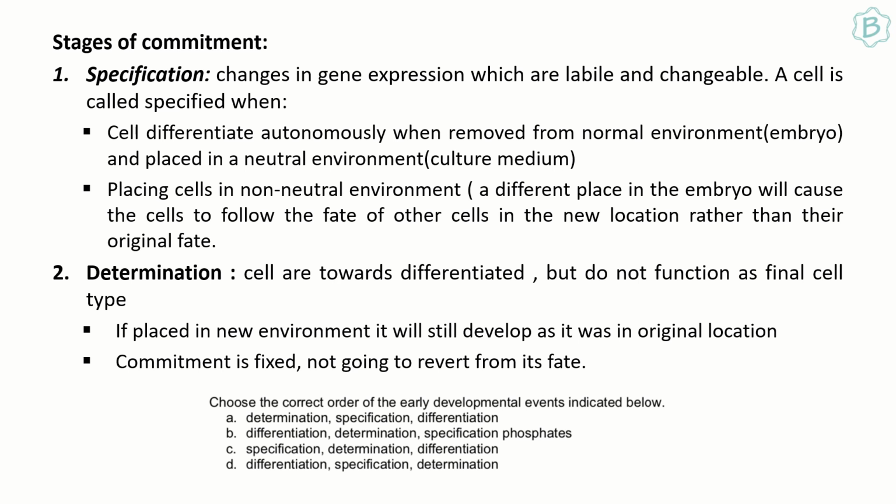There is a question which came in CSIR. I don't remember the year, but this is a CSIR NET question. It asks for the correct order of early developmental events indicated below. As I told you, the first option is determination, specification, differentiation. In the previous slide, I showed you that first comes specification, then determination and then differentiation. So what will be the correct answer? Option C is correct. First the cells will be specified, then determined and then differentiated.